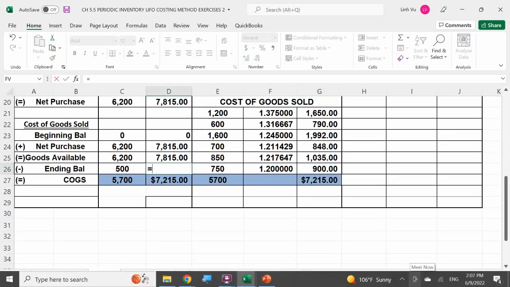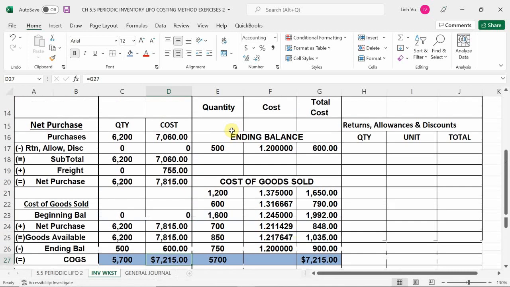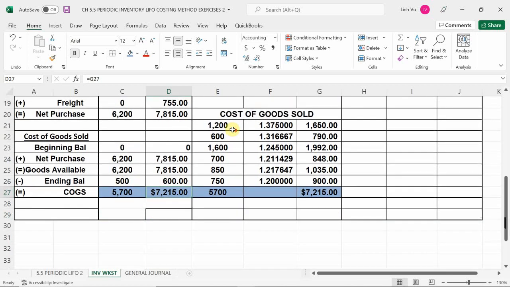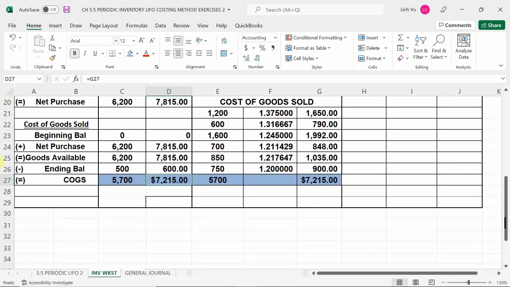Or I can simply, if I've already solved for my cost of goods sold, take my goods available of 7,815 and subtract 7,215, because that's how much it cost me to get me my same number of 600. Whichever way you want to do it, solve it however you want. In this case, this is me showing you how to utilize the costing method and how we get to these answers. So there you go. We reached the end of this problem.